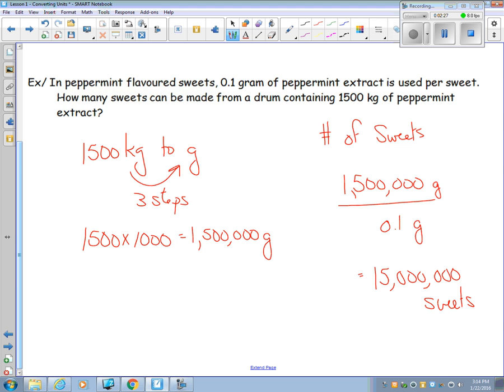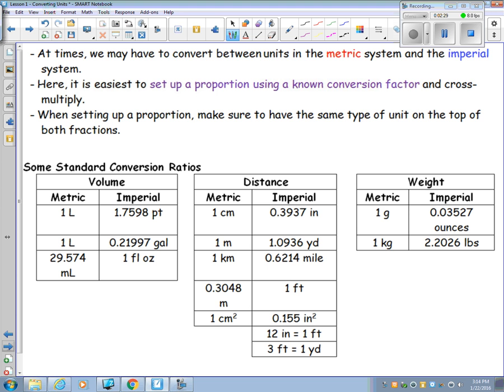The next part of the lesson is going to go through some conversion between metric and imperial. Metric is what we use here in Canada and many other places around the world. Other places use other systems. The United States, for example, uses the imperial system, though with some modifications.